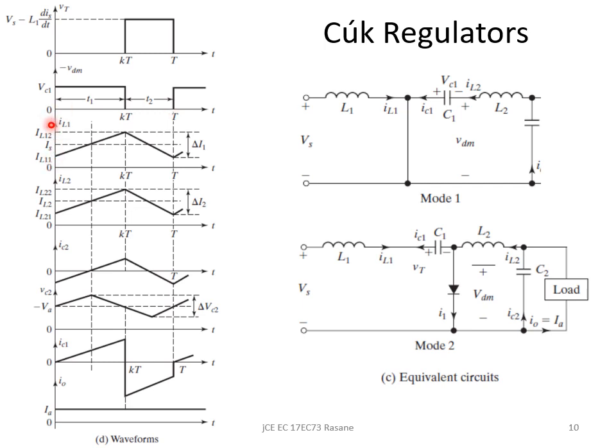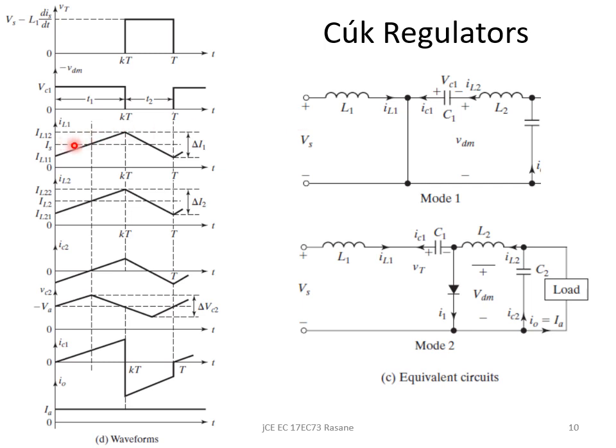Now this is your current waveform for the L1 inductor. During the on period, the inductor current for L1 is going to rise from a minimum value of IL11 to IL12. And the average value of this current is going to be the supply current IS, the average value of the input.